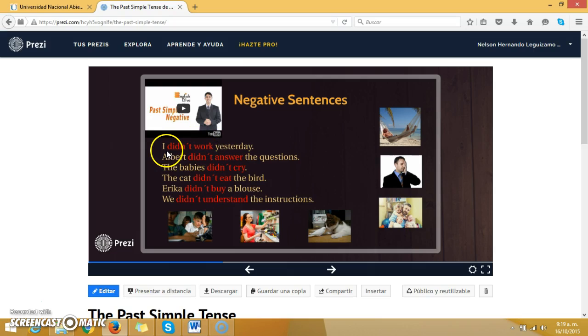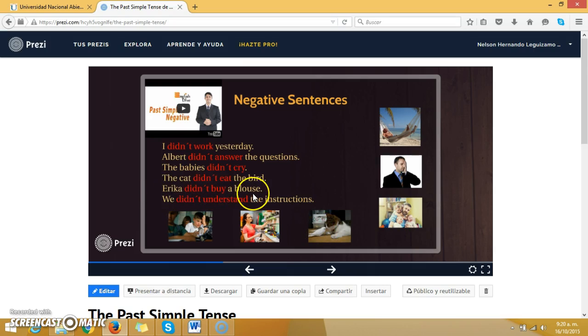Example number 1 shows, I didn't work yesterday. And you see a man on the hammock. Albert didn't answer the questions. You can see a man worried. The babies didn't cry. A happy father with the babies. The cat didn't eat the bird. You can see these 2 animals in a friendly situation.